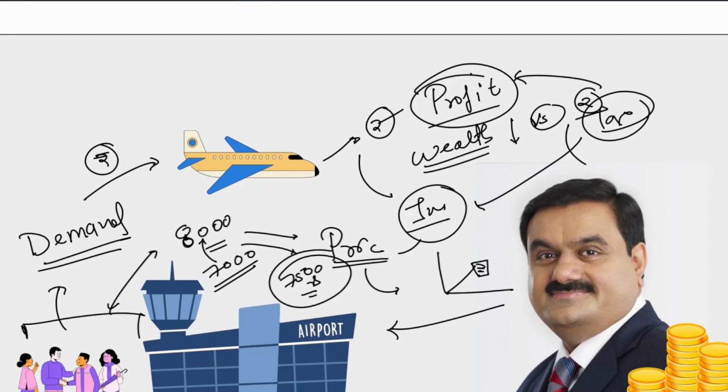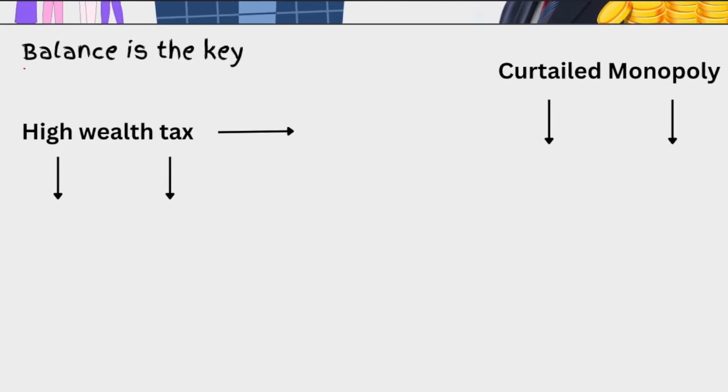This is the price ceiling, and this is the monopoly. So these are the factors which are affecting the growth of the economy, and this is the debate that we are having. So what is the answer to this? That balance is the key. Because if there is a high wealth tax, what will happen? Then investments can go down.